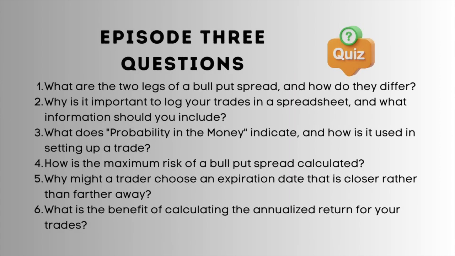Then, check yourself to make sure you can answer these questions. What are the two legs of a bull put spread and how do they differ? Why is it important to log your trades on a spreadsheet, and what information should you include? What does probability in the money indicate, and how is it used in setting up a trade? How is the maximum risk of a bull put spread calculated? Why might a trader choose an expiration date that is closer rather than farther away? What is the benefit of calculating the annualized return for your trades?